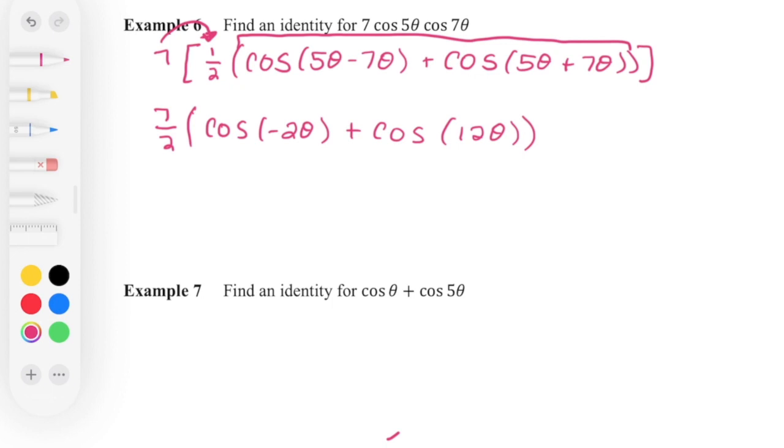I need to use my even and odd identity to eliminate this negative. And with cosine of negative 2 theta using even odd identity, it just simply turns into a positive value. So cosine of 2 theta plus cosine of 12 theta, and we're done.